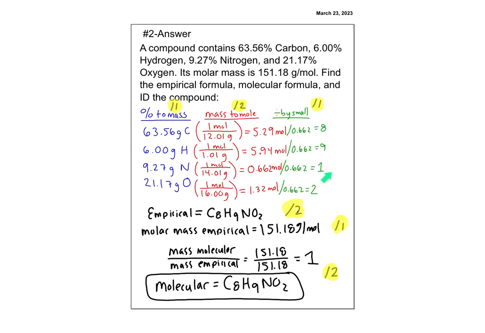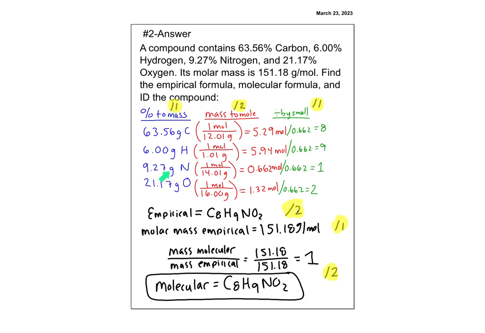I do not need to multiply till whole because all of these are whole numbers. So I wrote my empirical formula C8H9NO2. If the elements are in a different order, that is okay, but the little subscript needs to be on the correct element. This whole part is worth 6 points.